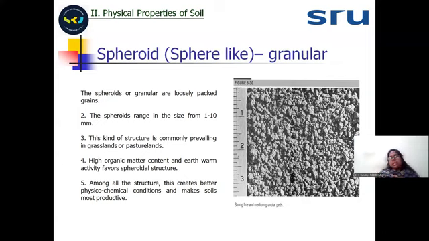So this sphere-like structure is highly suitable for agriculture, and among these sphere-like structures also, the crumbly structure or crumb-like structure is the best suitable structure for agriculture purposes due to the presence of a good amount of pore space or porosity. So that is a very important one. Crumbly structure is best suitable for agriculture.